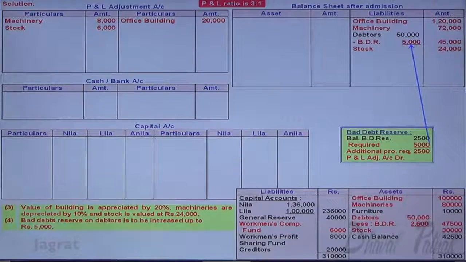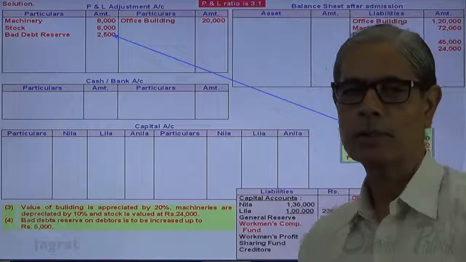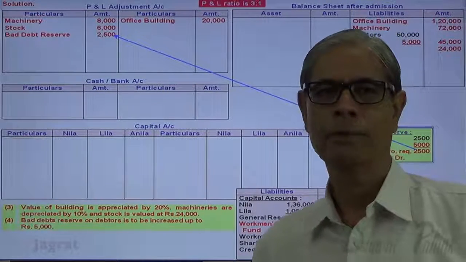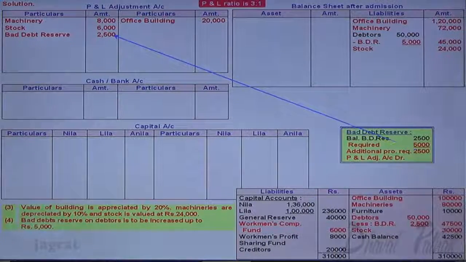So 5,000 deducted from debtors and 2,500 additional provision debited to profit and loss adjustment account. Journal entry for that: profit and loss adjustment account debit, to bad debt reserve account credit.